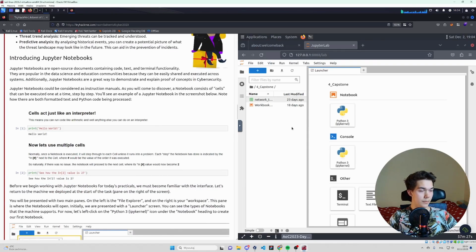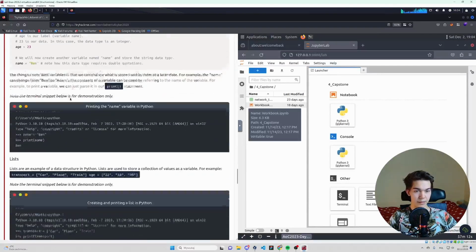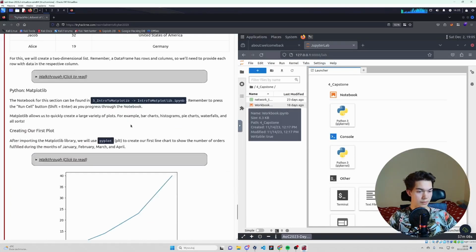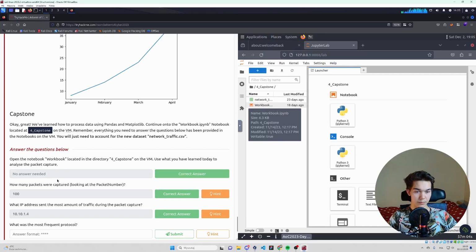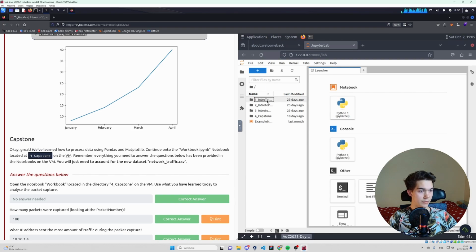Okay, so as you can see on the right, there is the Jupyter Notebook mentioned before. I'm not gonna read all of the documentation here, because this is basically a tutorial that will help you solve the questions below. I'm gonna show you how to get to those answers. So if you first fire up the machine, you see you are already in Capstone. If you click this folder here, you go back to the root directory and you see intro to Python, intro to pandas, intro to matplotlib, and the Capstone challenge. So definitely check those three before you start with the Capstone.